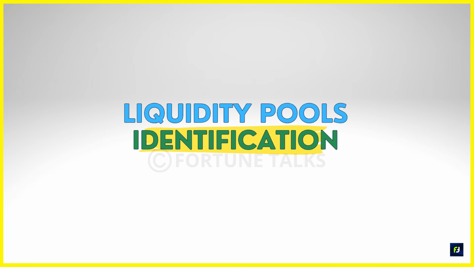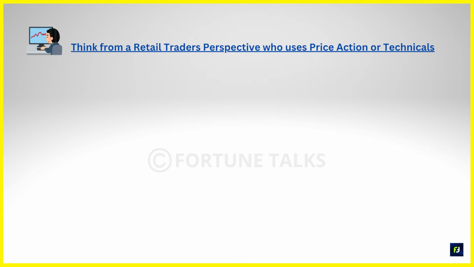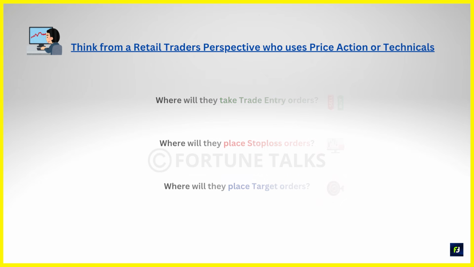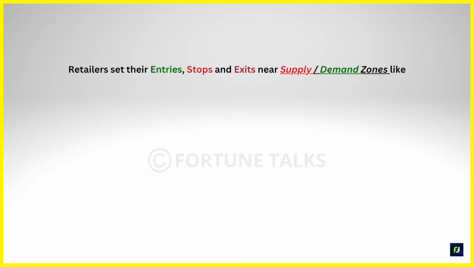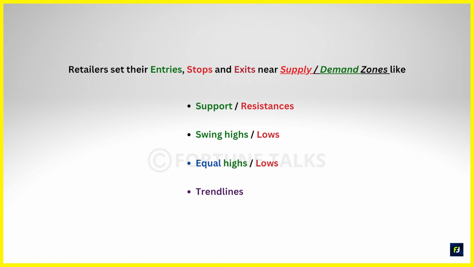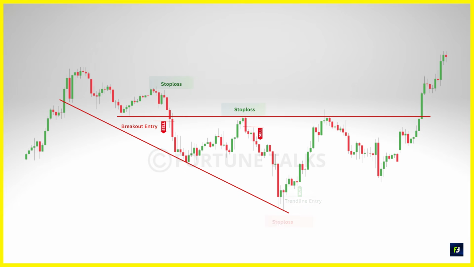The idea is simple. Think from the perspective of a retail trader who uses technical analysis or price action for his trades. Where do you think they will look to place buy or sell orders? And where do you think they will set their stop losses and target orders? You'll be shocked to notice that retail traders mainly trade near important areas of supply and demand like support or resistance, swing highs or swing lows, equal highs or equal lows, trend lines, etc. They enter into a breakout trade or they enter into a reversal trade near these levels.